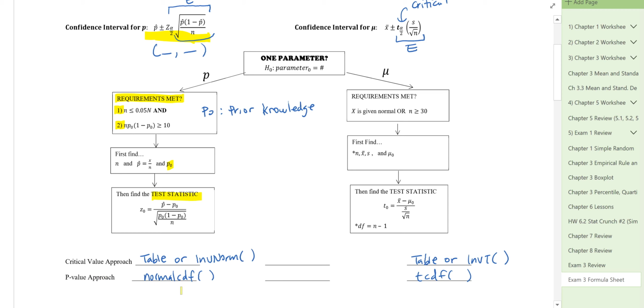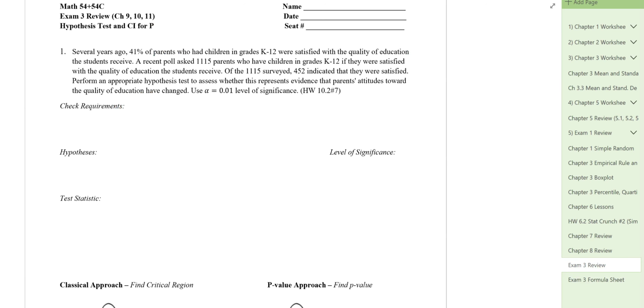Let's do an example from the exam review. This is exam 3 review problem number 1, selected from your homework 10.2 number 7. For this problem, first I'm going to do a hypothesis test, and then I'm going to do a confidence interval using the same problem. All right, let's read the problem.